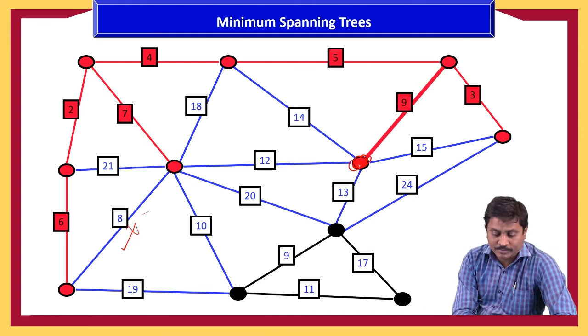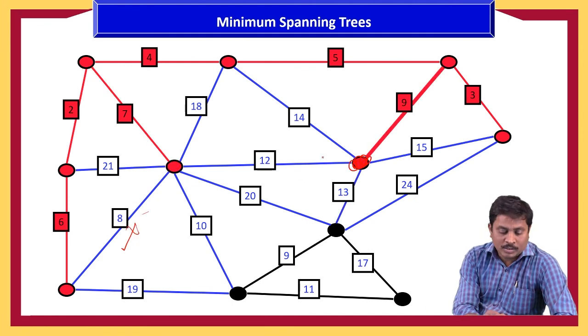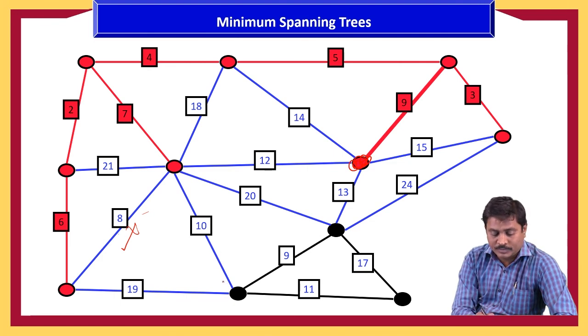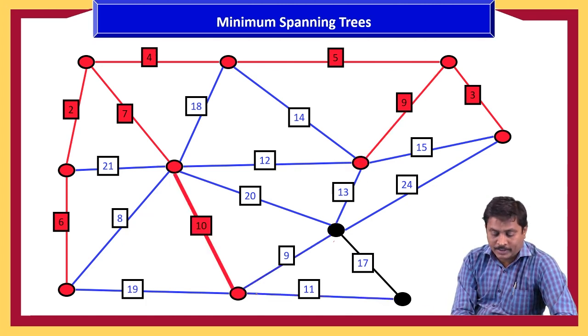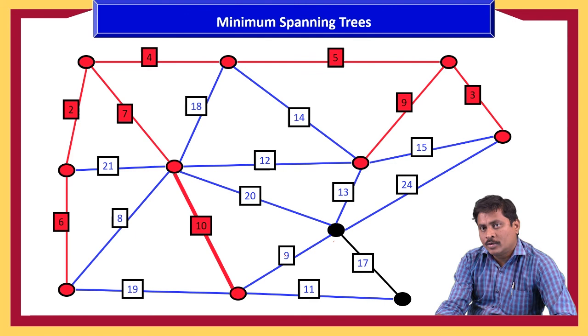Now we reach here. Next, the nearer points we already won't choose. This is 10, this is 19, 20, it forms a loop, 18 forms a loop, and also there is 13. Among these, 10 is the minimum value, we choose 10. Now here 9, 11, 20, 12 forms a loop, 15 forms a loop, and also 24. So among these, the minimum value is 9, we choose 9.